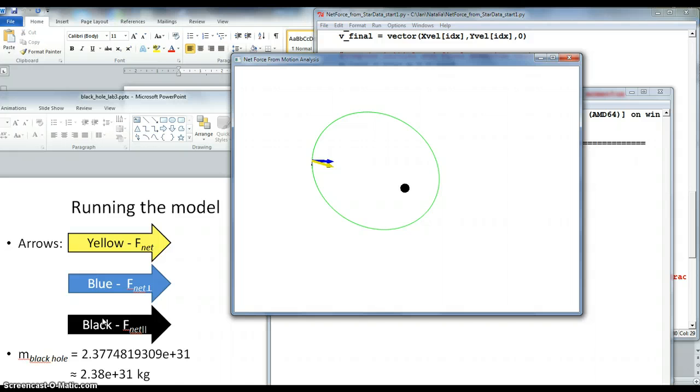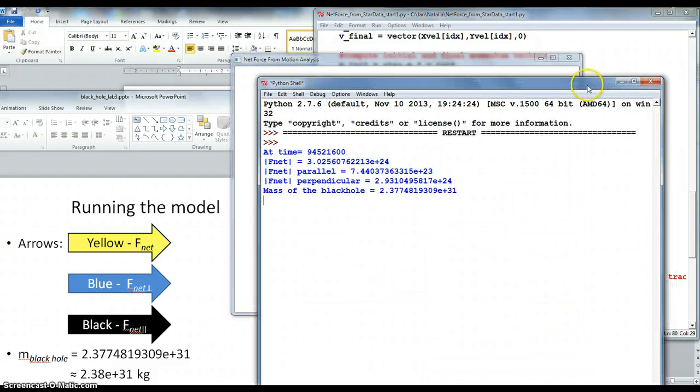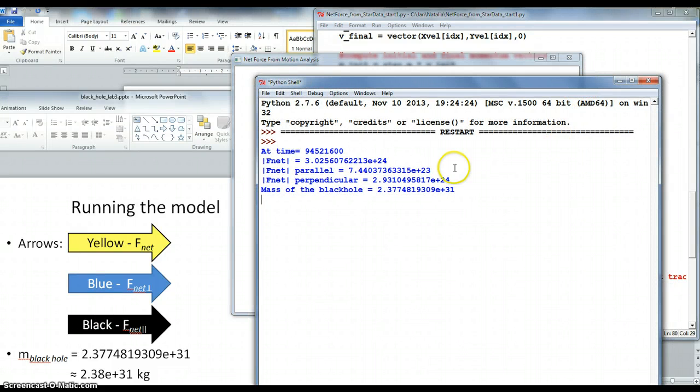The black arrow represents the parallel force. The blue arrow, representing the perpendicular force, shows the direction in which the trajectory curves. At every instant in time, this blue arrow points towards the center of the kissing circle. The yellow arrow represents the net force on the star, so the gravitational force, and it always points towards the black hole. The mass of the black hole is calculated to be approximately 2.38 times 10 to the 31 kilograms.